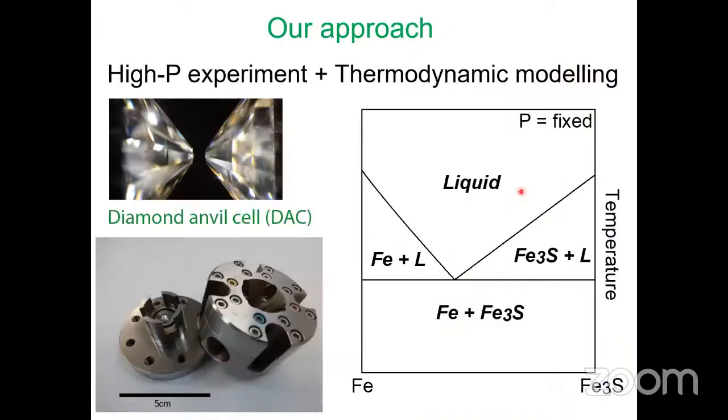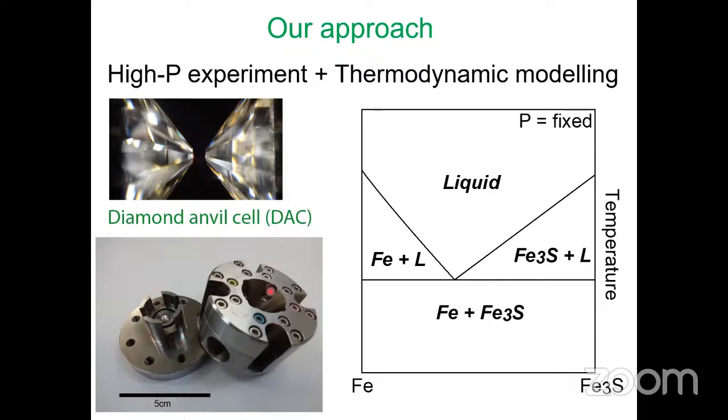Our approach to constrain the mixing property is two steps. One is the high pressure experiment, and then thermodynamic modeling based on that experimental data. We use a diamond anvil cell, using a pair of single crystal diamonds. The top flat surface is the so-called culet, and we place the sample here and squeeze the sample between the two diamonds, applying very high pressure.